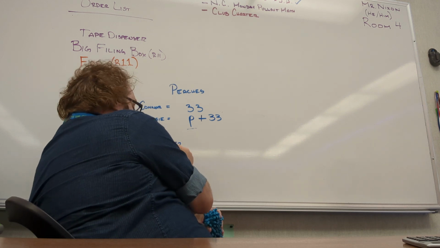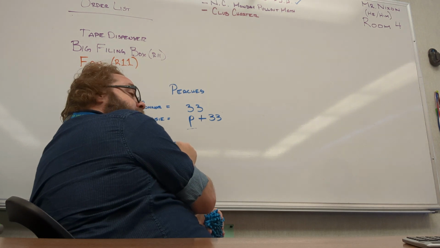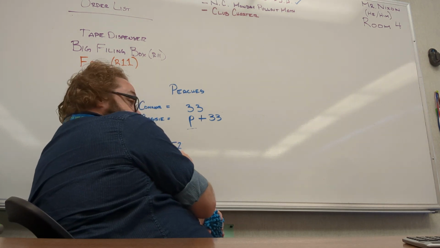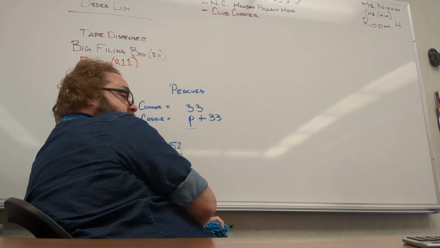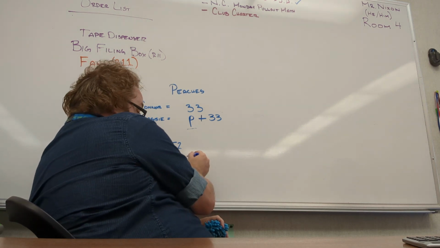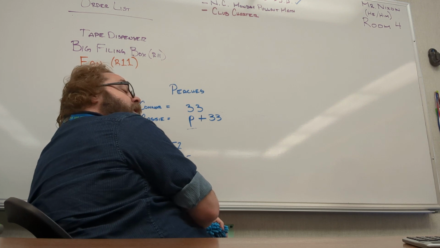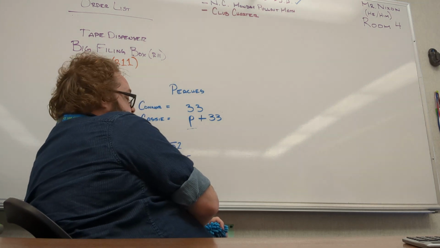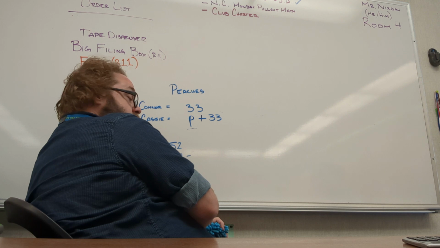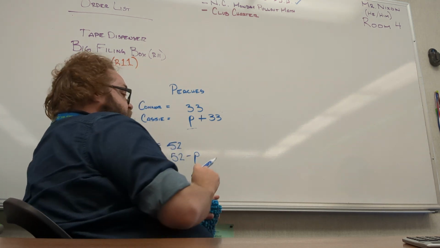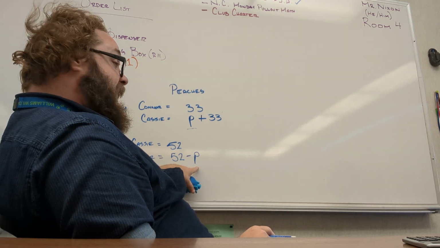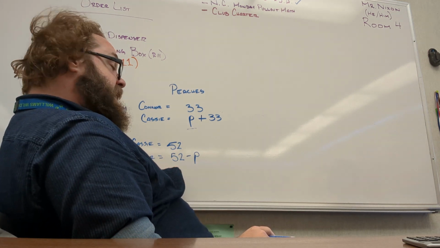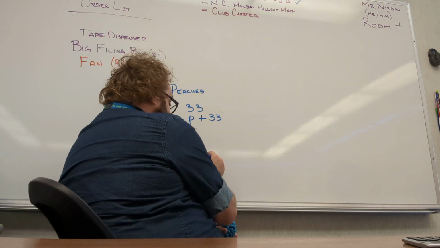So if she sold 52, he had P amount less than 52. So how do you say something less than in math? Subtract. Yep, it would be a minus symbol. Minus how many more? What was our variable? P. So if she sold 52 and he sold P less than that, you could start at 52 and subtract whatever P is, and that would find out how many he sold, right?